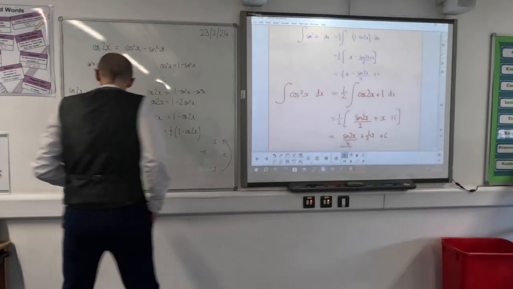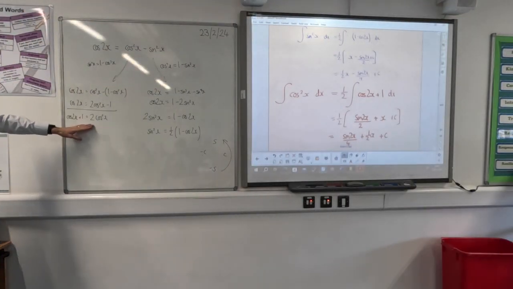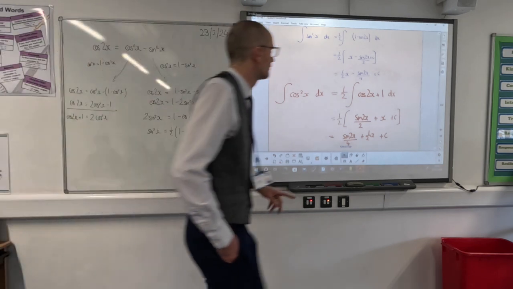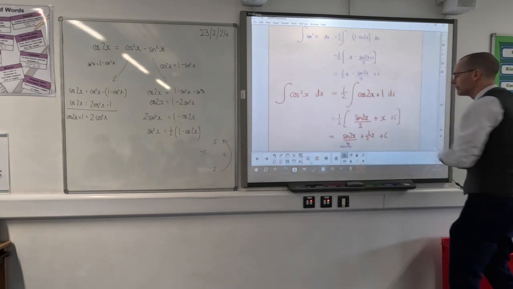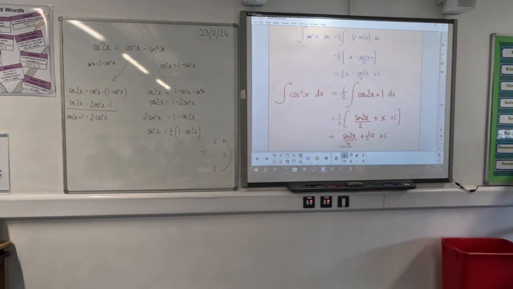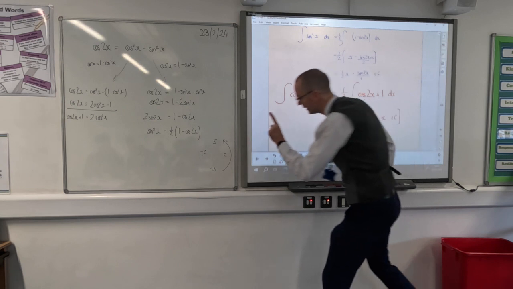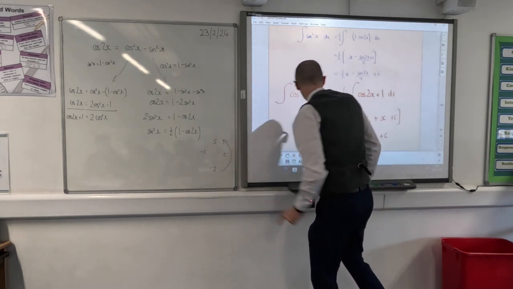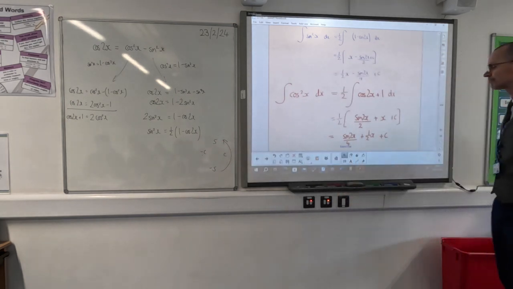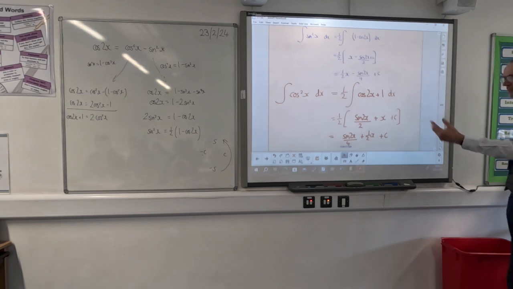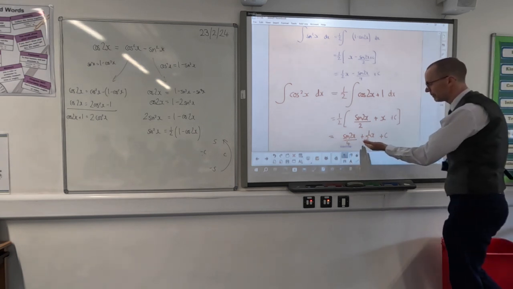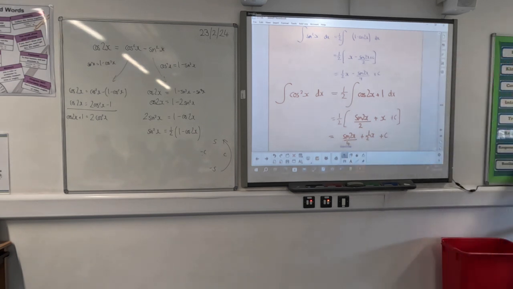So I rearranged my identity, writing cos squared x as a half of cos 2x plus 1. Integrating 1 becomes x. Integrating cos 2x becomes sine 2x divided by 2. A half of that, so you've got a quarter of this plus a half of that plus c, and Bob's your uncle.